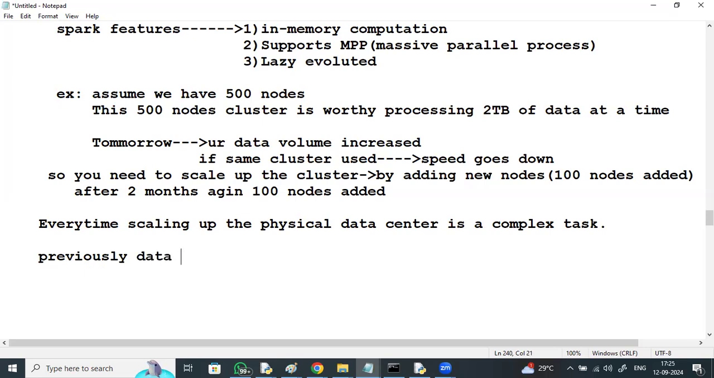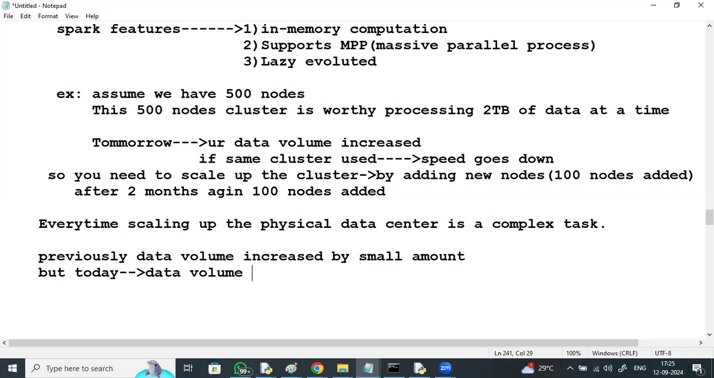Previously, data volume increased by a small amount, but today data volume increases by a large amount. Every time, scaling up the physical data center is a complex task.